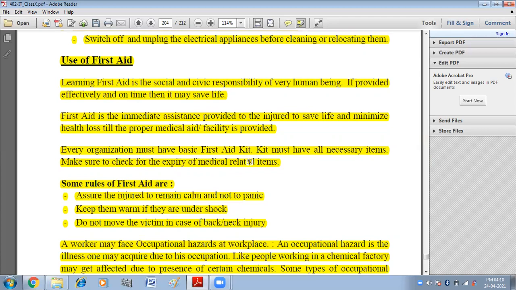First aid is the immediate assistance provided to the injured to save life and minimize health loss till proper medical aid is provided. So we can use first aid till proper medical care is provided to the injured person.